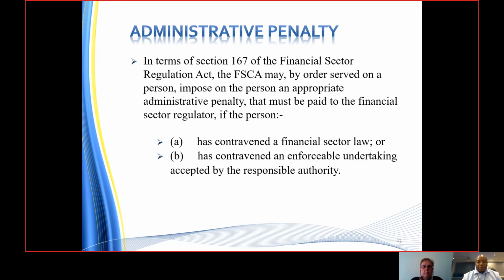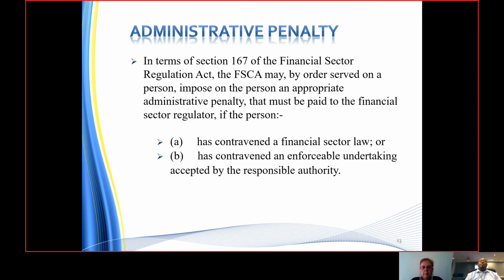Okay, that is all with regards to the suspensions, withdrawals, provisional suspensions and provisional withdrawals. So now we are moving on to instances where the FSCA does not necessarily take away the license of the FSP, but imposes a penalty based on a contravention.